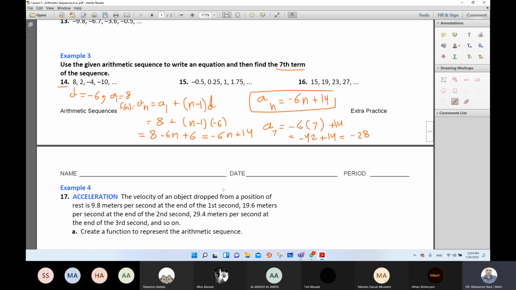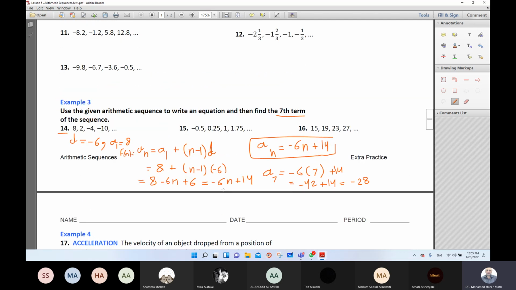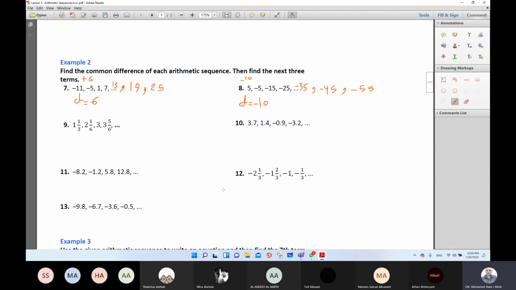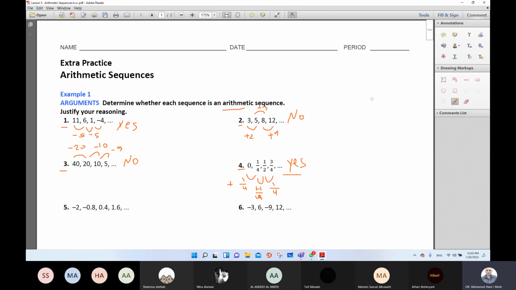Who has any question about these ideas? Are all ideas clear for all? No questions? No questions, girls? No. Okay.